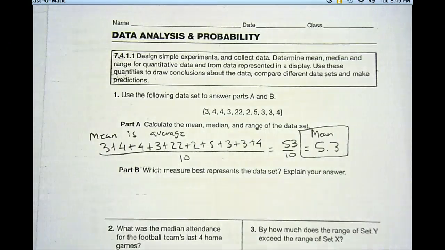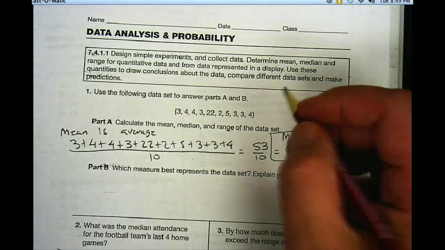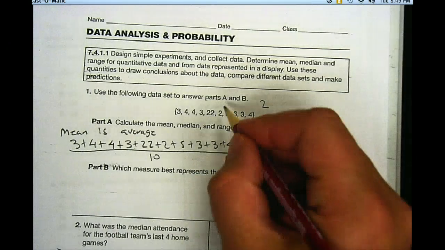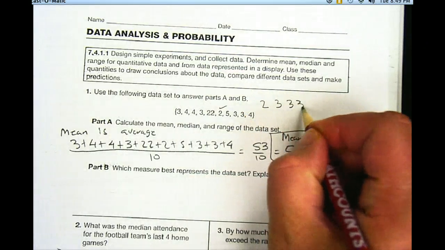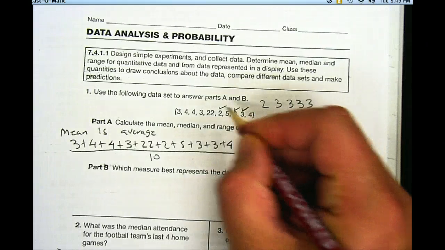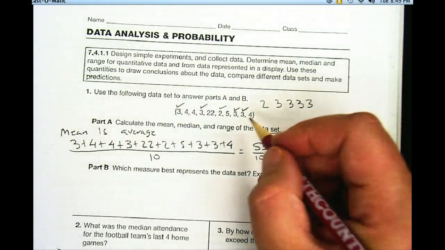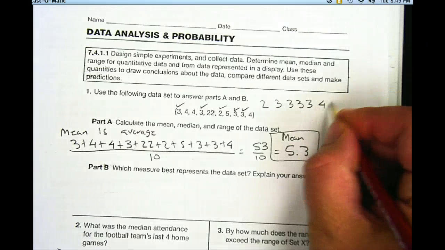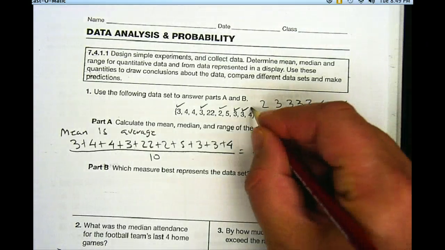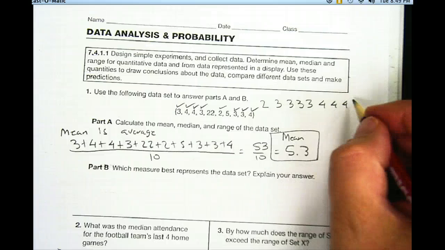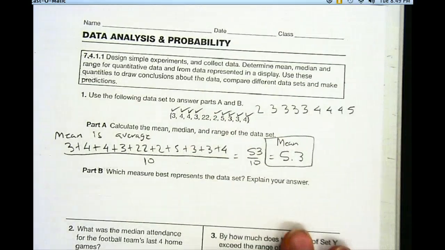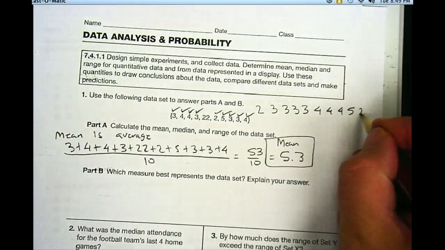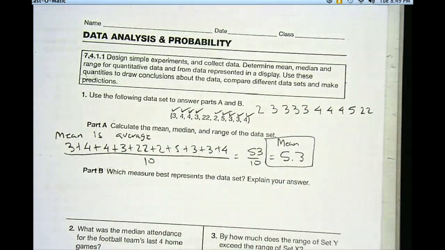Now to find the median, I put the numbers in order from smallest to largest. So my smallest number is 2. Then it looks like I have 4 3s, 1, 2, 3, 4. And I have 3 4s, 1, 2, 3. And then a 5. And then my last number is 22. So there's my set of numbers.